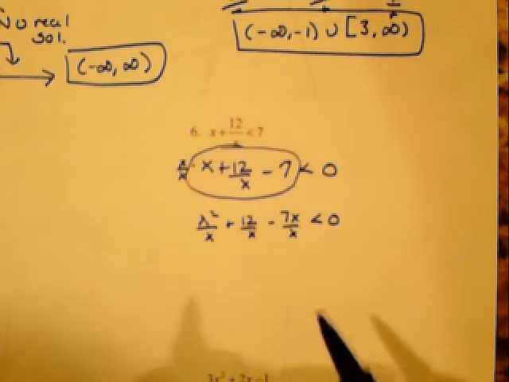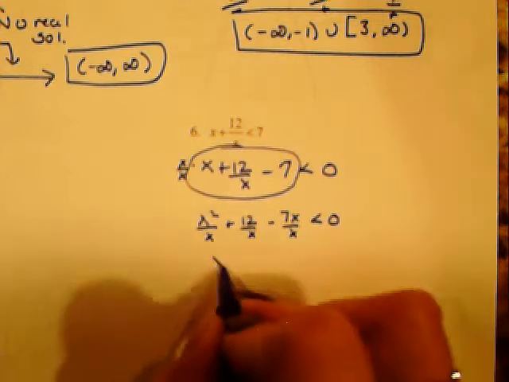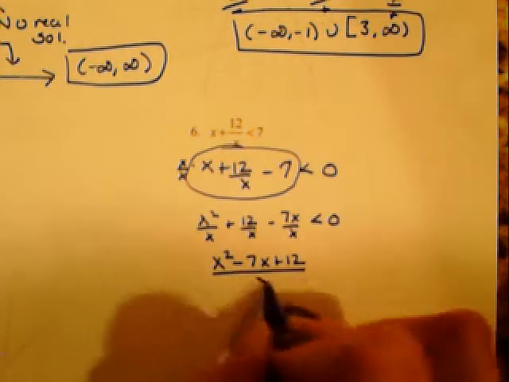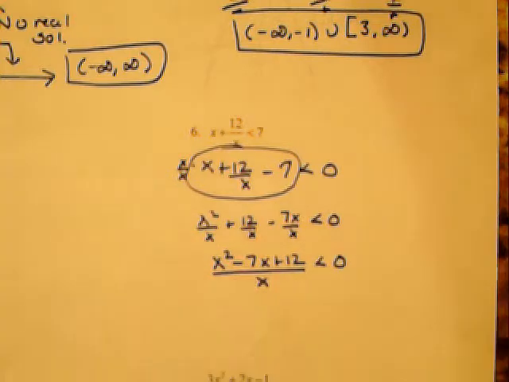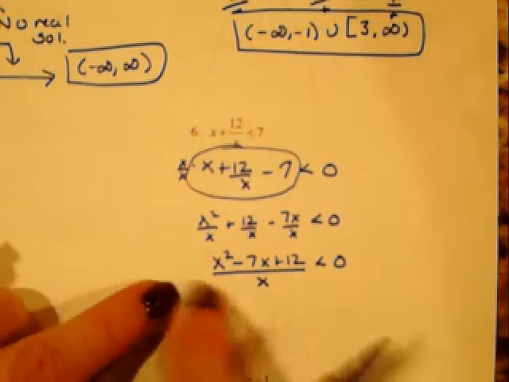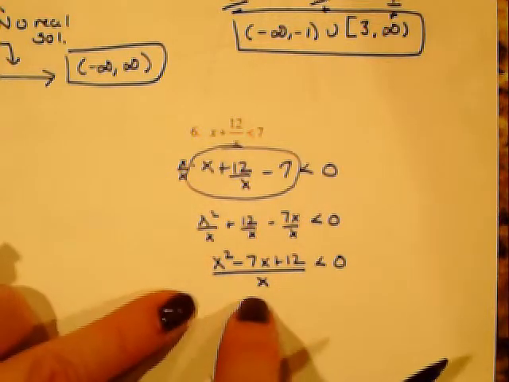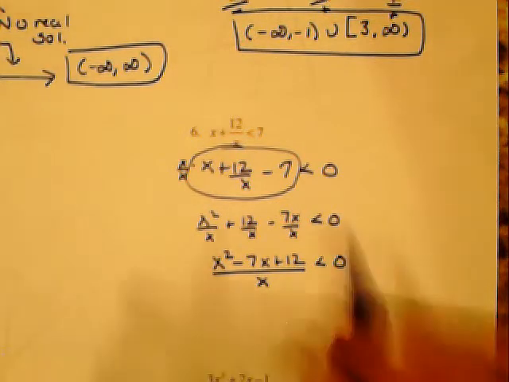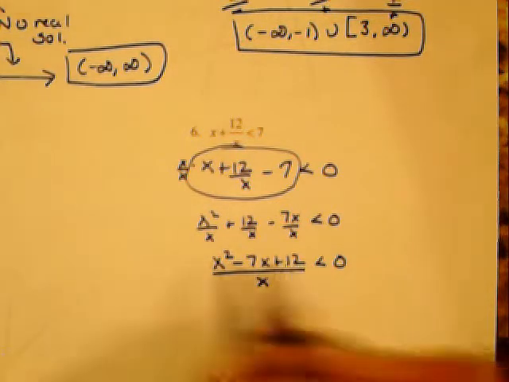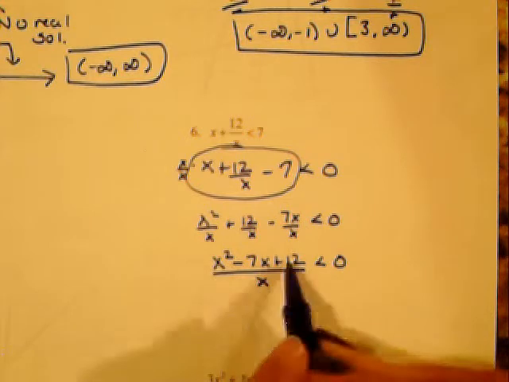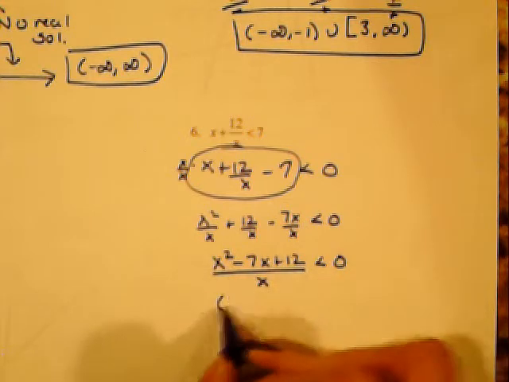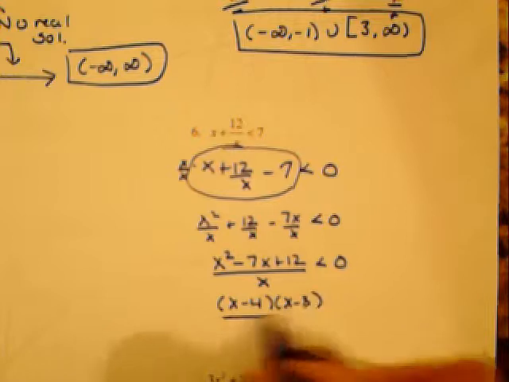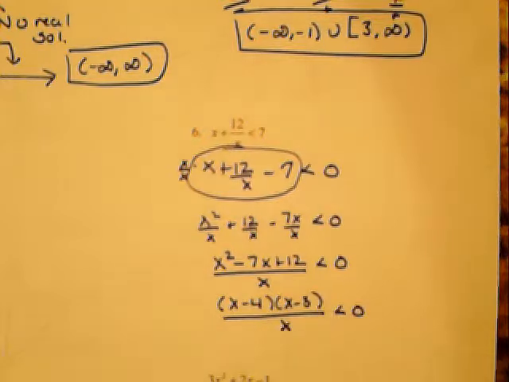So I can combine this now into one large fraction. Again, I'm going to put it in standard form of x squared minus 7x plus 12, all over x less than 0. So once you have a 0 on the right-hand side and you have added and subtracted and condensed this to a single fraction, now what you want to do in order to identify the critical numbers, first of all, you have to set the numerator equal to 0, which means I'm going to have to factor this. So when I factor x squared minus 7x plus 12, that's going to give me an x minus 4 times x minus 3, all over x less than 0.